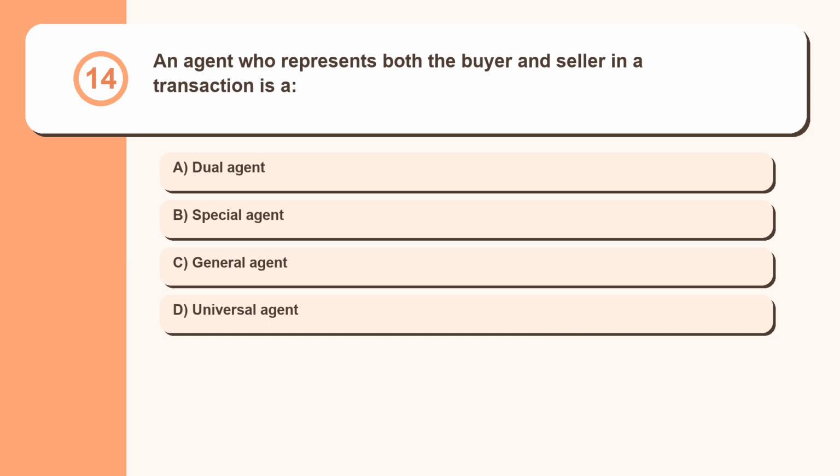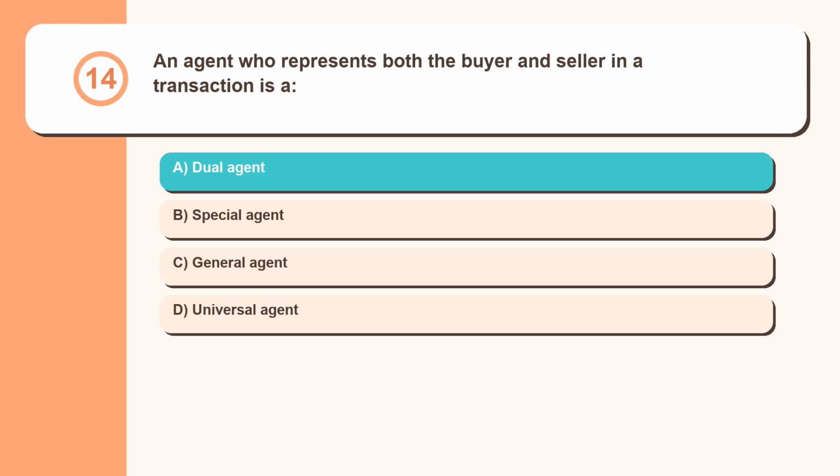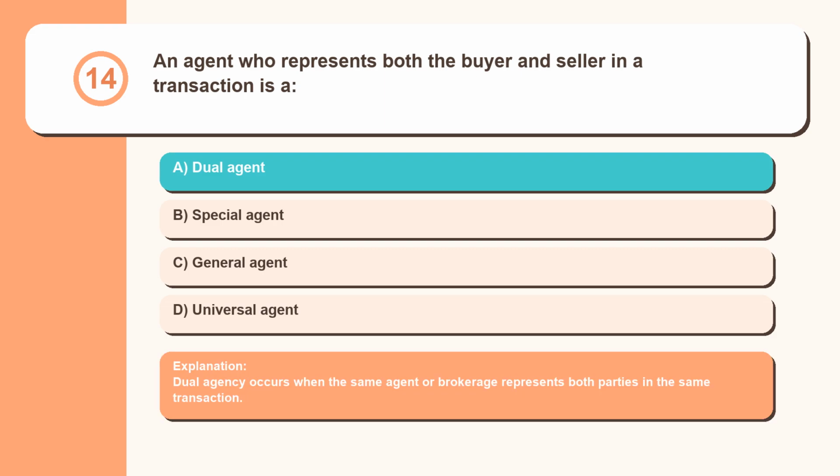Question 14. An agent who represents both the buyer and seller in a transaction is a dual agent, special agent, general agent, universal agent. Dual agency occurs when the same agent or brokerage represents both parties in the same transaction.